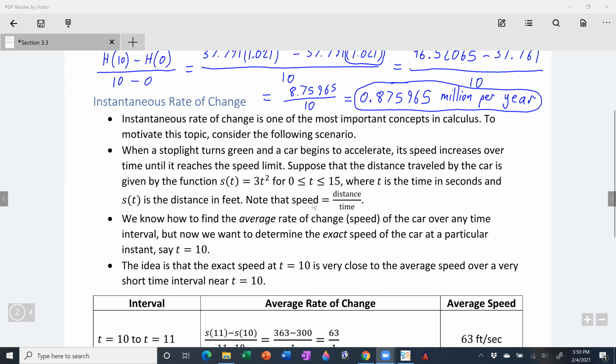Note that speed can be thought of as distance divided by time. So for this one, it'll be feet per second, but a lot of times you might think about miles per hour. For this function, it's modeling feet per second.